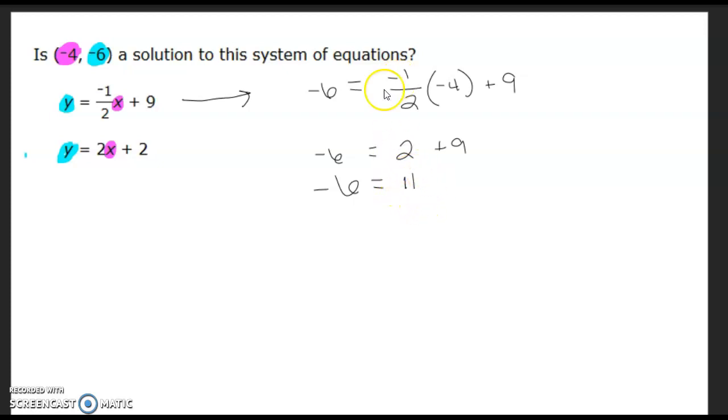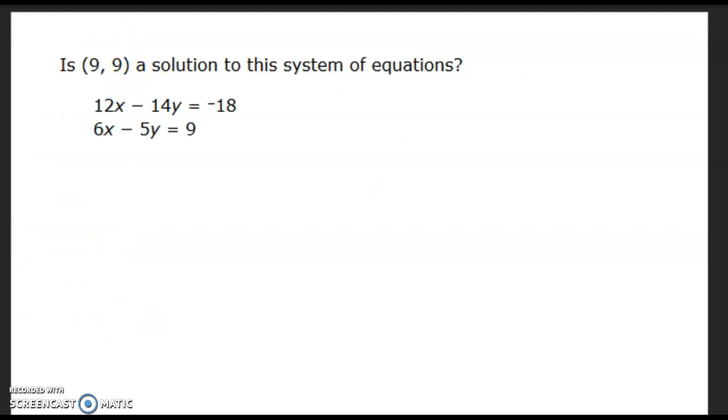So because this doesn't work, this doesn't come out equal, this isn't true. It's not going to work for this first one. If it doesn't work for both lines, then it's not a solution to the system. So you don't even have to solve the second one because it doesn't matter. It didn't work for the first one. So is this a solution? The answer is no. So let's do one more.